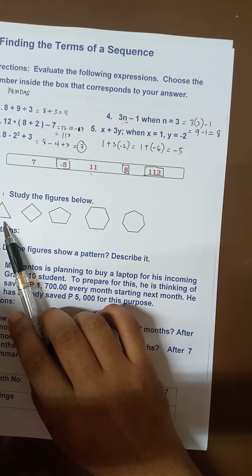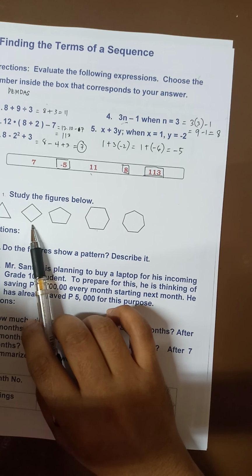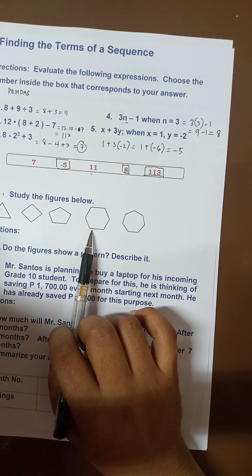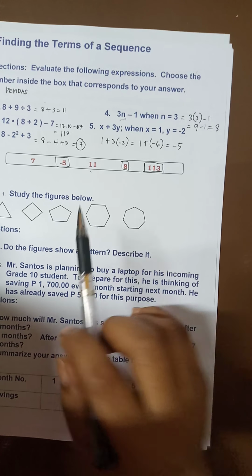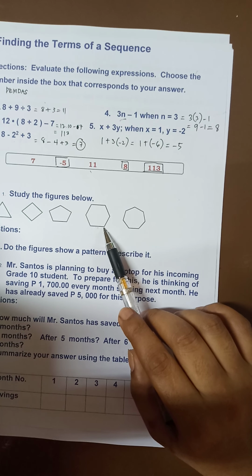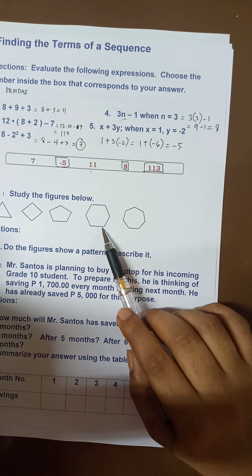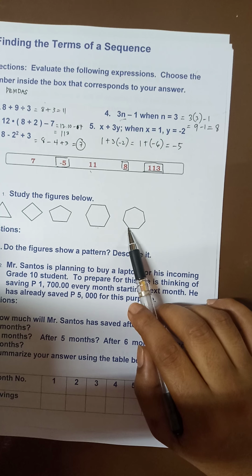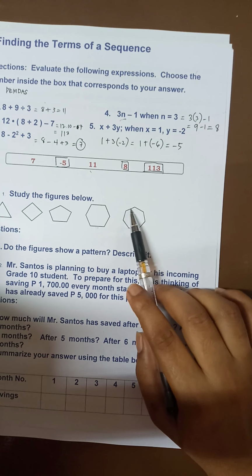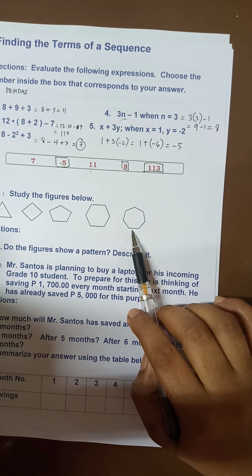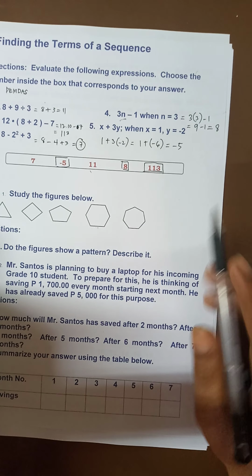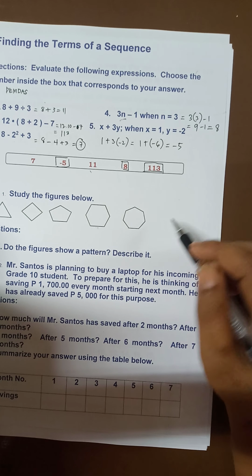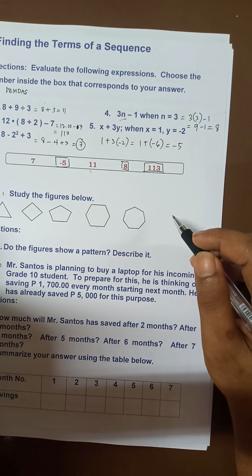The first one has 3 sides, the second 4 sides, the third 5 sides, the fourth 6 sides, and the fifth one has 1, 2, 3, 4, 5, 6, 7 sides. So it is a heptagon. Now what will be the 6th figure?